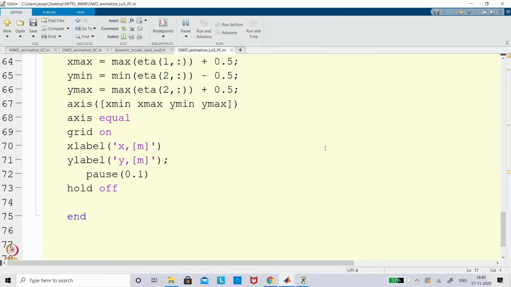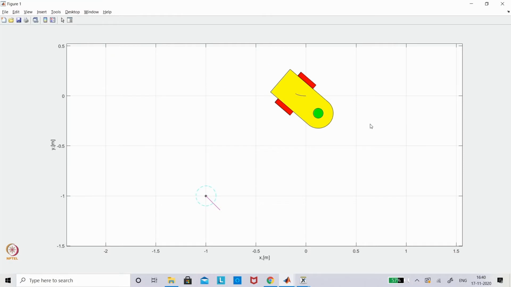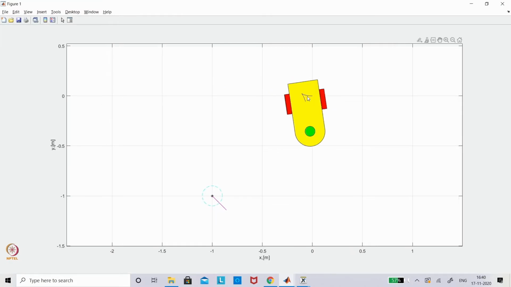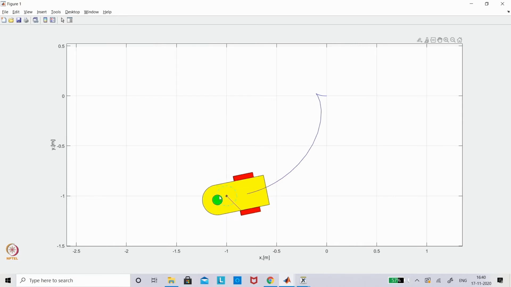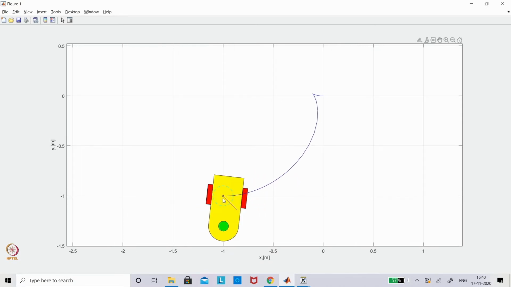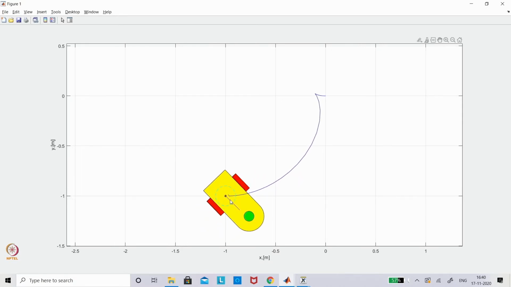Again I am running that. So I will maximize it. You can see this is the starting point and it is trying to follow, and it is supposed to come here. It is not position tracking, it is just position following. So this is the given point and this is the final point, and you can see that within that circle it reached, it is trying to follow the orientation also, okay. So that is what I have given as a code.